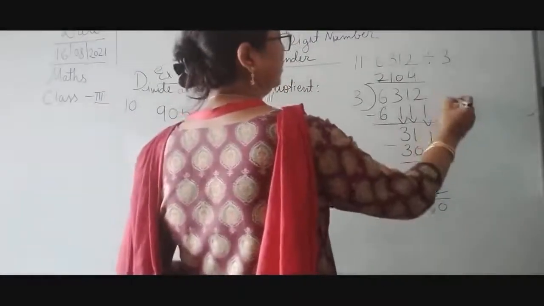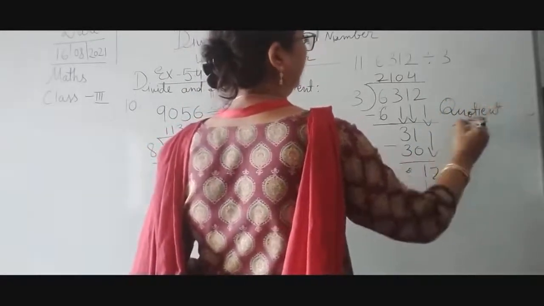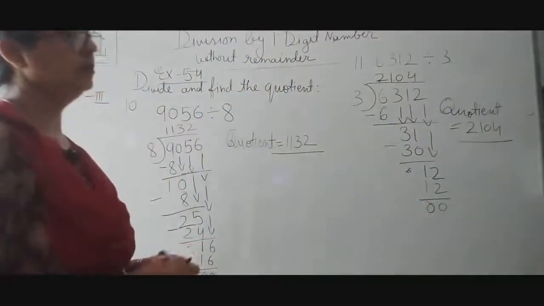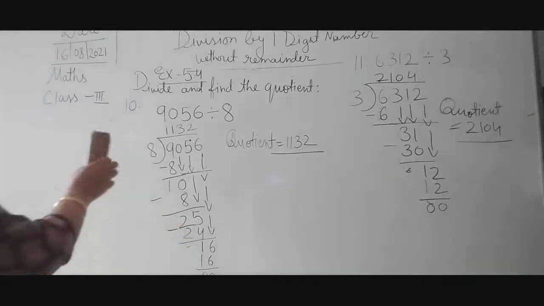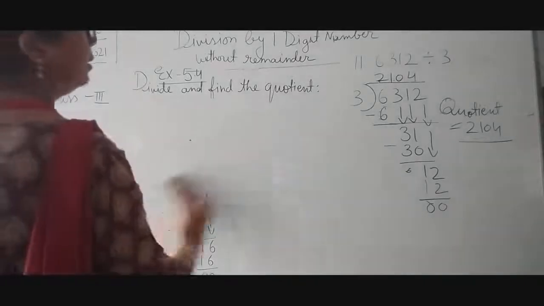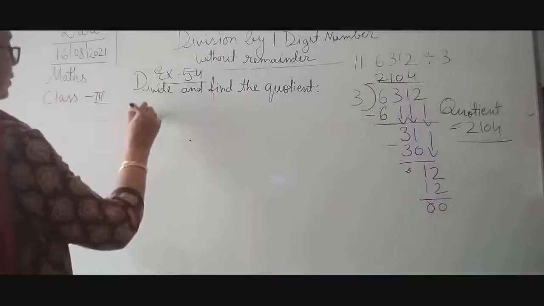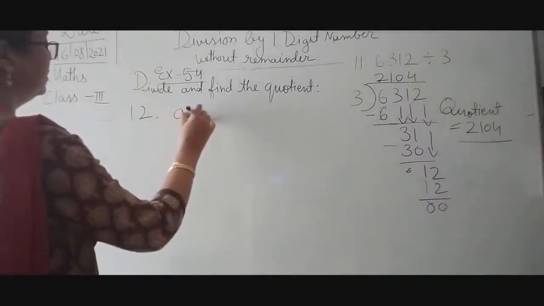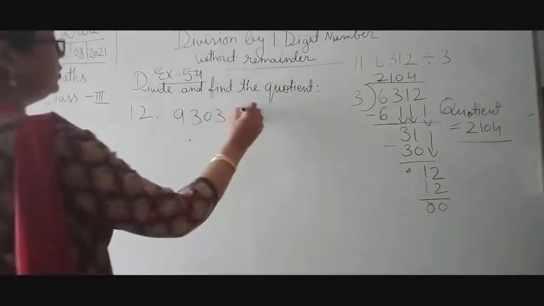Okay. So the quotient we will get over here is 2104. Now children, we are going to do our last question, that is number 12. This is also a big number, 9303 divided by 7 children.